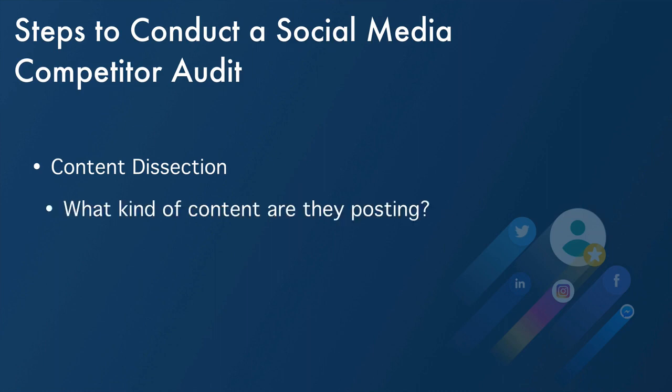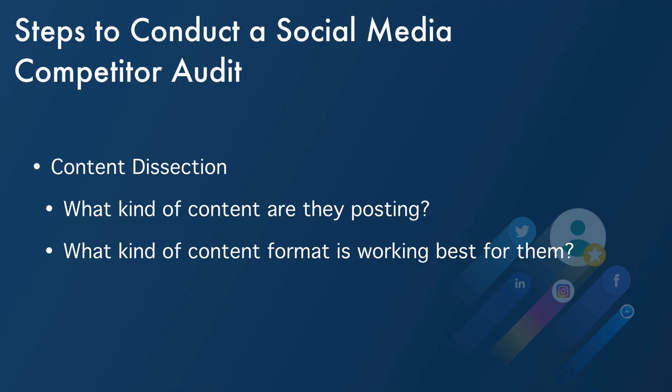So the first thing that you need to do is try to understand what kind of content your competitors are posting. When I say the kind of content, what I mean is, are they posting just SEO articles? Are they posting very in-depth information about your particular industry? Are they just sharing industry updates and these kinds of things? So you need to understand what kind of content they are posting.